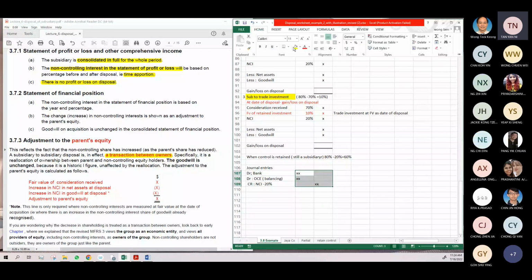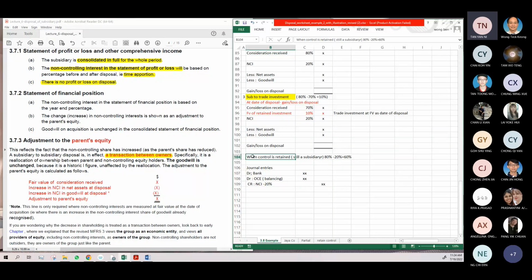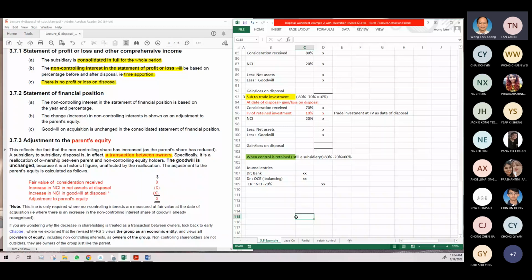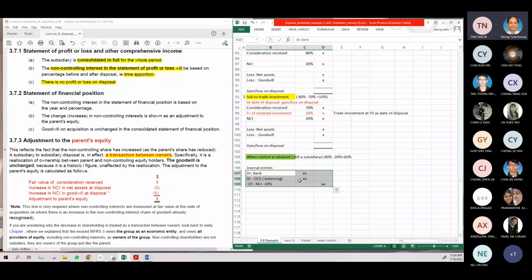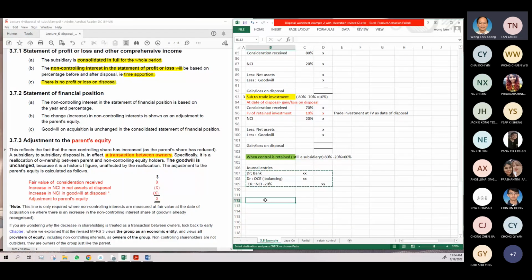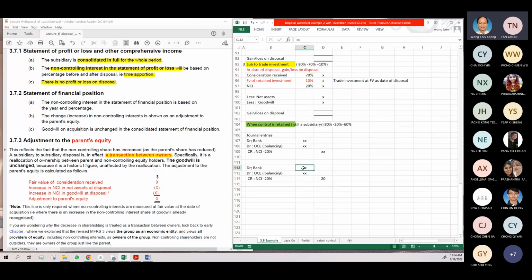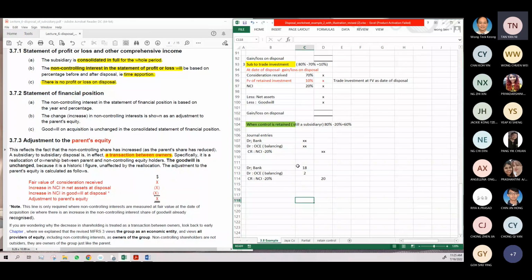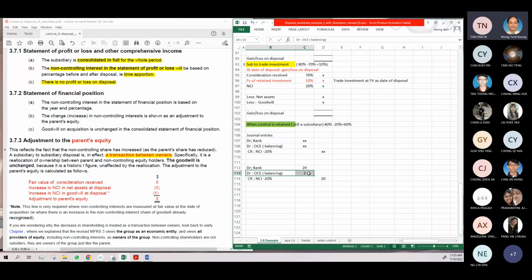Okay, when control is retained, remember these three entries, okay? Like for example, let's say the NCI valued at 20% is 20 million. So I sold it for 18 million. So the difference, 2 million, debit to OCE balancing. I said NCI 20 million, I sold it for 24 million. So in this case, we'll change here, it will be credit.